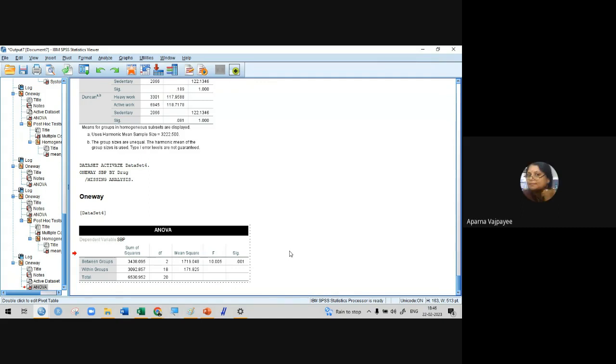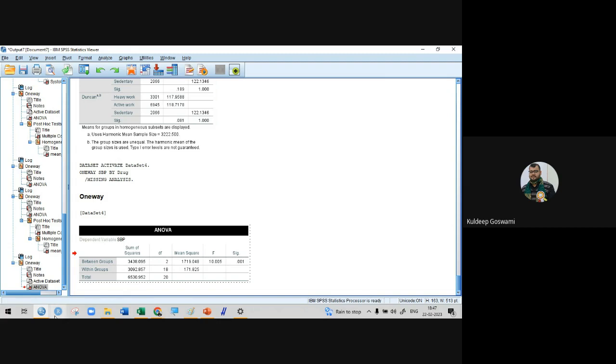ANOVA with Duncan's test? Yes, ANOVA, because after that you have to use post hoc analysis so that you can check whether the drug you are giving to the patient has started impacting from day three or from day four, from which time period it is starting to impact. That result can be checked from the post hoc analysis. Okay, sir, thank you, sir. Okay, fine.